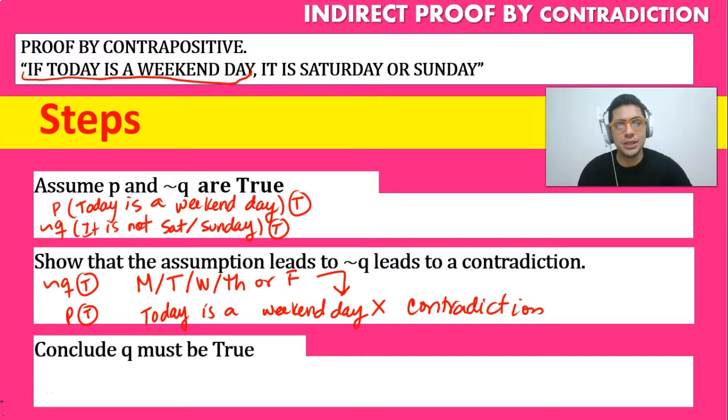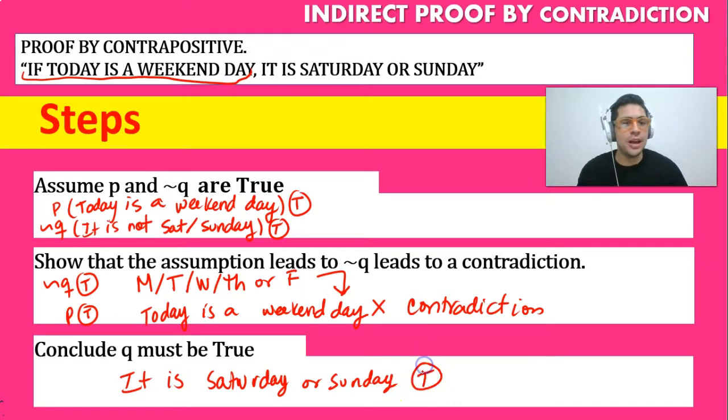So because we have reached a contradiction, we have to conclude that Q is true. So we have to conclude that it is Saturday or Sunday. We have to conclude that this was true after all and that not Q is false.